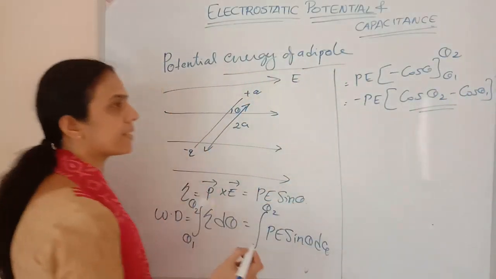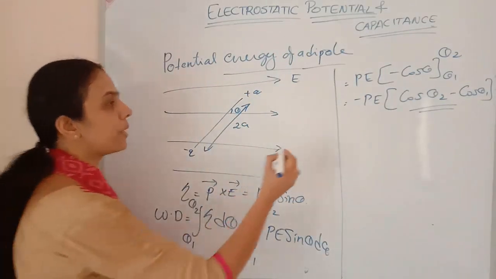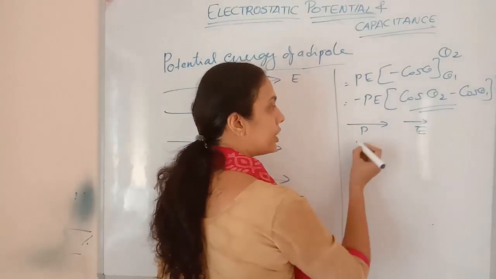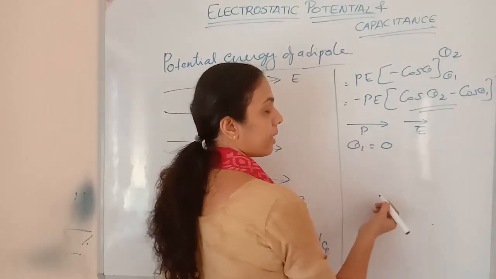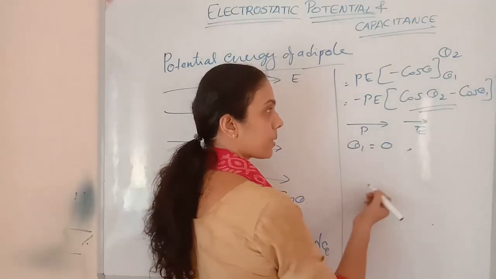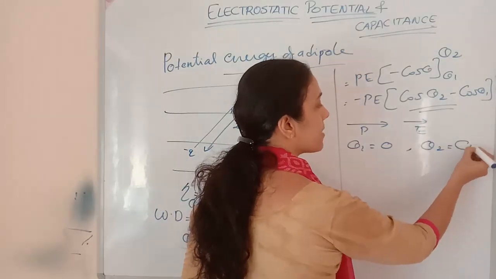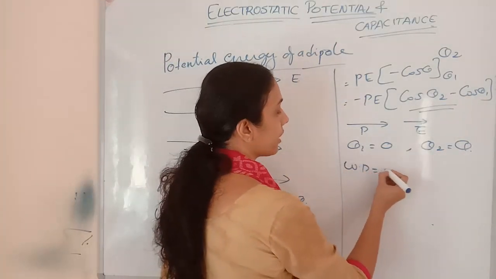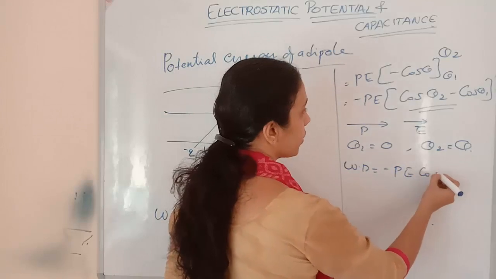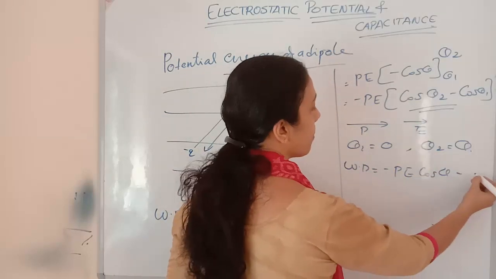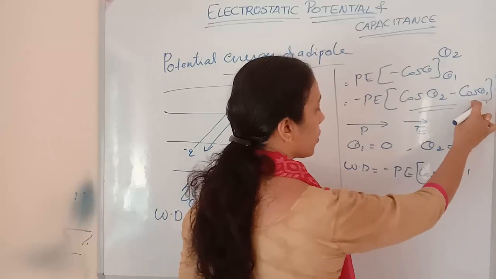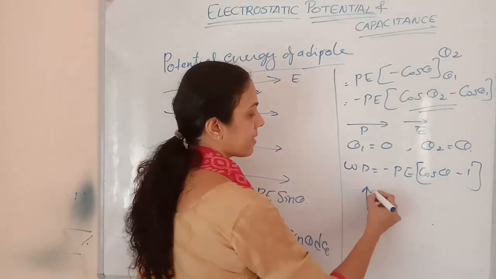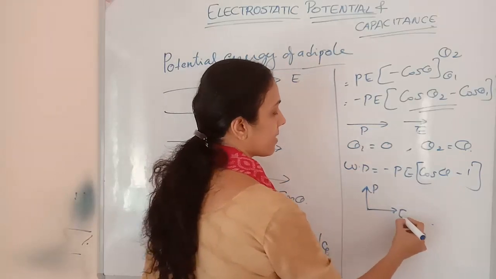First we consider the angles. Suppose p and E are in the same direction, that is, initially both are at the same angle, so theta 1 is equal to 0. Then theta 2 becomes theta. Then how can we find the work done? Work done will be equal to minus pE cos theta minus pE cos theta 1, and cos 0 is 1.